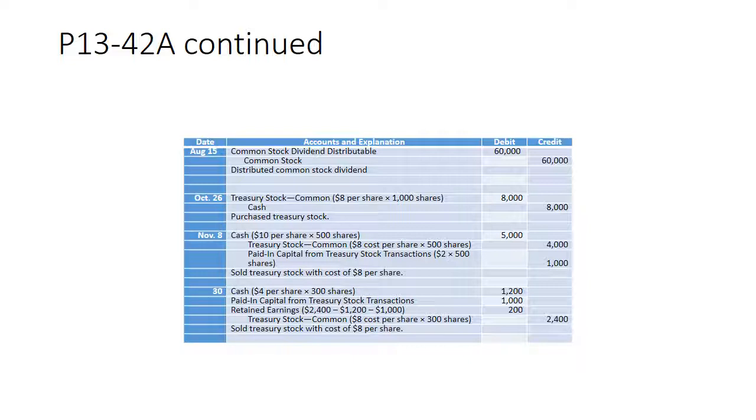But how do we handle it from an accounting end? Well, on October 26th, the company purchased 1,000 shares of its own common stock, which we label treasury stock. They paid $8 a share. So what we do is we debit a contra equity account, a contra equity called treasury stock, for the amount we paid for it. So this was Dearborn's stock.